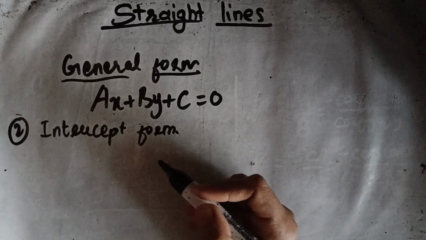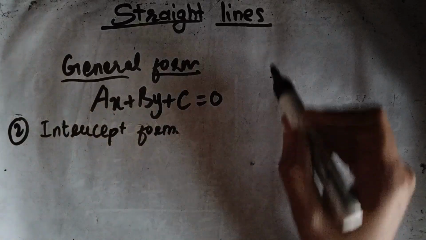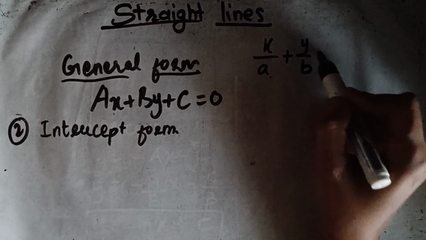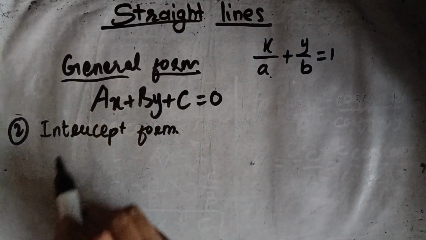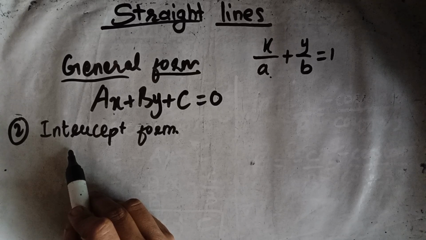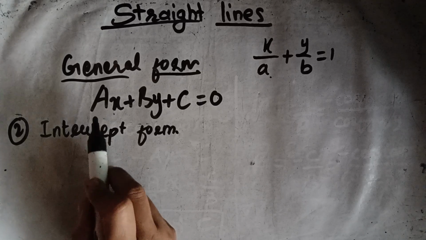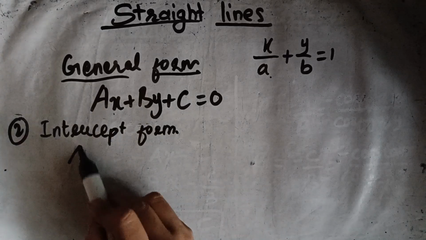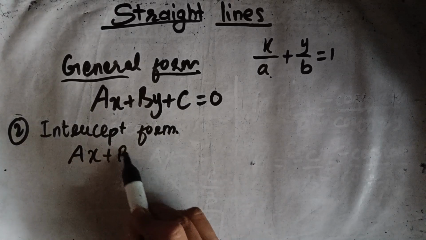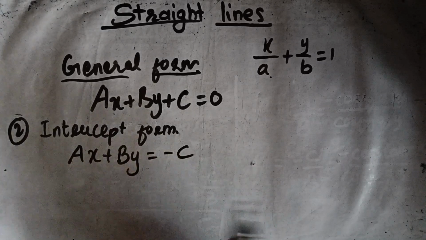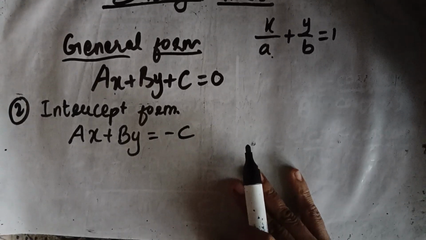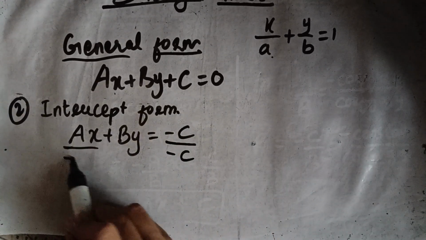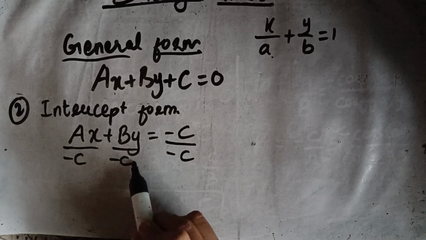Next, we'll see how to reduce it into intercept form. It is of the form x upon a plus y upon b equal to 1, and we have to reduce it to this form. I'll write this as ax plus by equal to minus c. Now we have to make this side 1, so divide the whole equation by minus c.